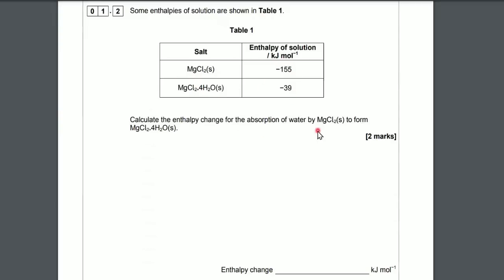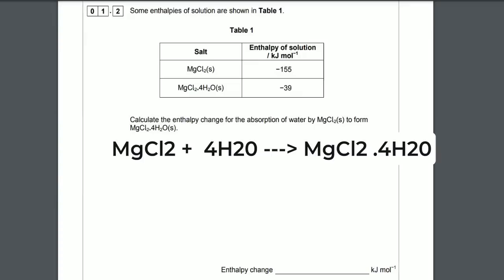Calculate the enthalpy change for the absorption of water by magnesium chloride to form hydrated magnesium chloride, and use the data from the table. So we want to set out an equation just like it's telling us to up here. So MgCl2, which is magnesium chloride solid, plus 4 molecules of water makes MgCl2.4H2O, which is the formula for hydrated magnesium chloride.